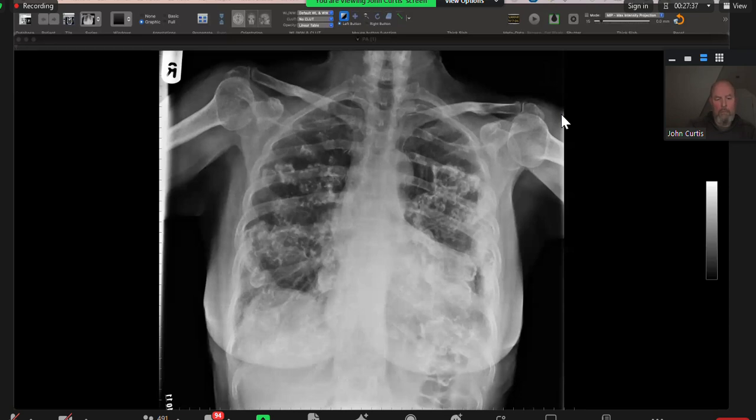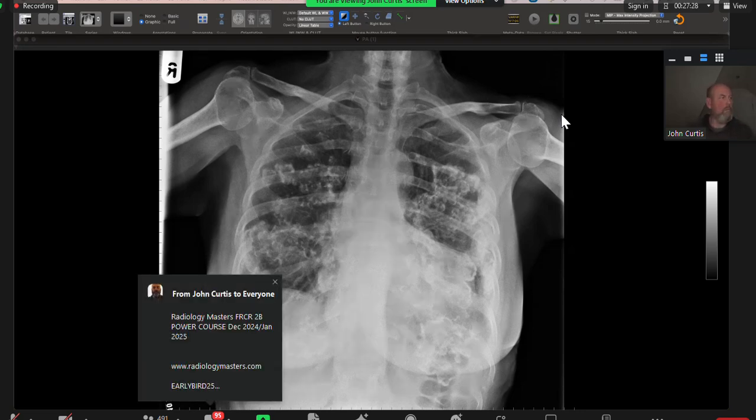I can see that both breast shadows are preserved. I cannot see any pneumothorax or pneumomediastinum. Also, there is obliteration of the left costophrenic angle, which could represent pleural effusion.